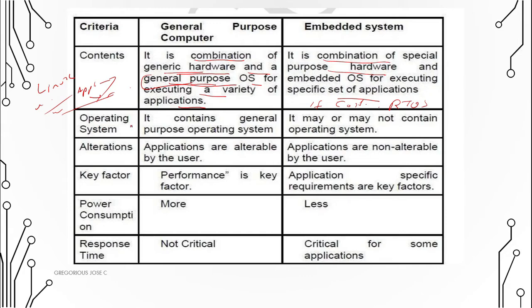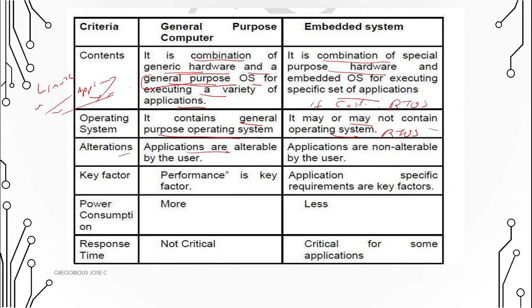Next, operating system based comparison. A general purpose computer consists of a general purpose operating system. As I said, it can have a general purpose operating system like Windows 10, 11, Linux, such operating systems. An embedded system may or may not contain an operating system. So an embedded system can have an operating system, a real-time operating system, or it may not contain one.